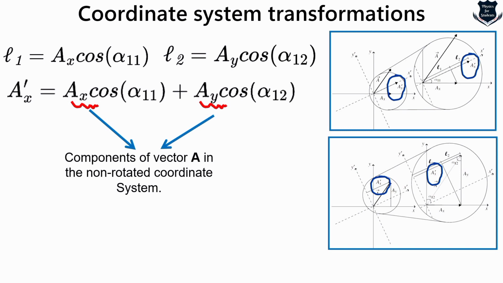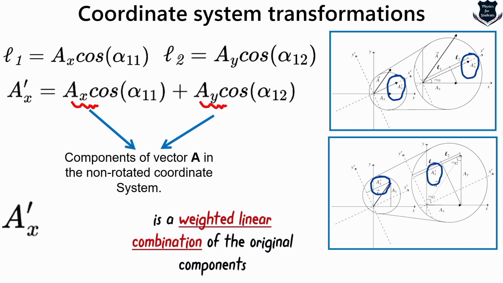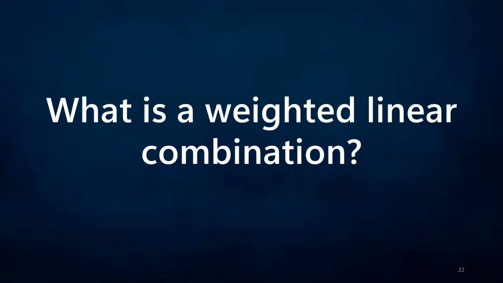Now you should also note that the new component, A prime X, is actually called a weighted linear combination of the original components. Why it is called a linear combination we will explore soon, but you see A prime X is a contribution of AX and AY. Now you might be wondering what a weighted linear combination is. Although you might have seen it, here is a quick review, coming in the next part of our video.